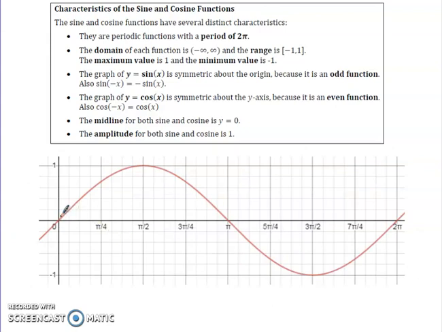For sine, we have a picture of our sine graph as it is symmetric about the origin. Same thing in regards to our amplitude. It is still 1. Our midline is still on that x-axis. So the only difference here is that our sine function is symmetric about the origin because it's odd, while cosine is symmetric about the y-axis. All other features are going to remain the same for sine and cosine.